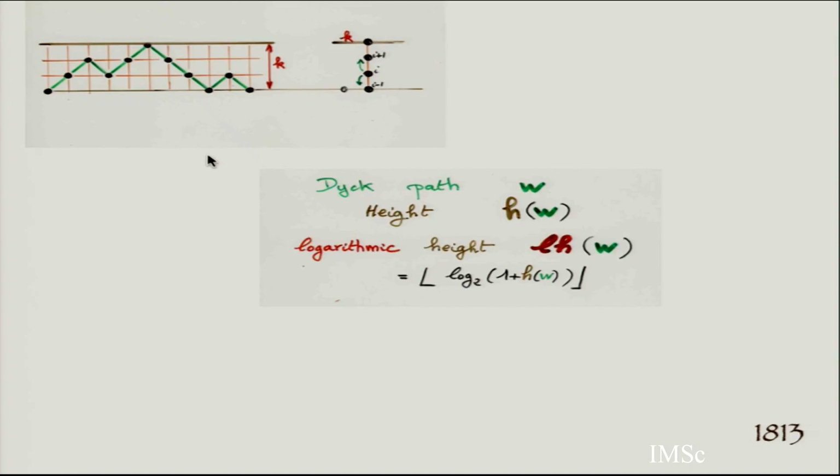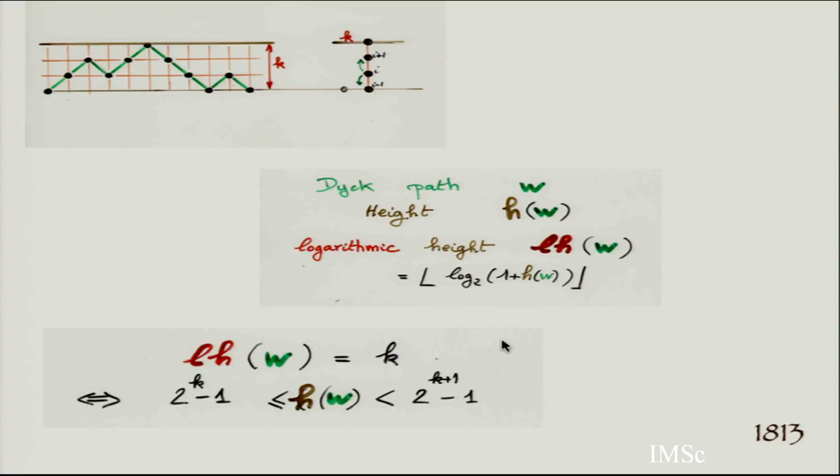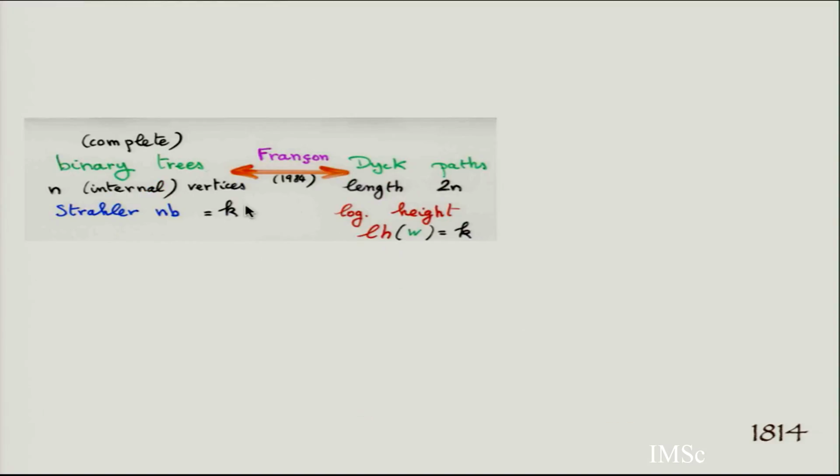Proof. I will finish with this proof. So Dyck paths. If you take a Dyck path which is bounded by height k, then you can define the logarithmic height of the Dyck path as the floor of logarithm base 2 of 1 plus the height. Roughly speaking, the logarithmic height of the Dyck path is equal to k if and only if the height of the Dyck path is between 2 power k minus 1 and 2 power k plus 1 minus 1. And then Françon gave a very complicated bijection between binary trees with Strahler number equal to k and Dyck paths with logarithmic height equal to k.